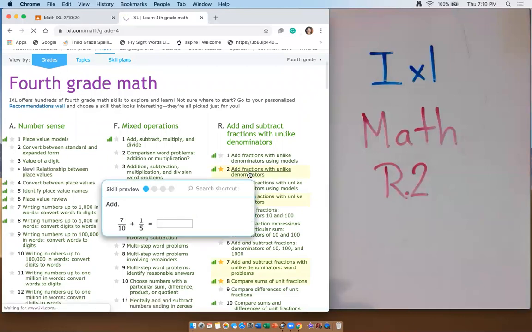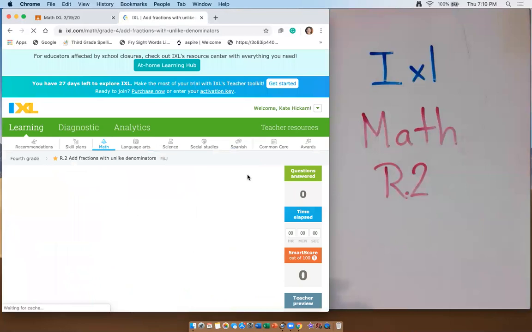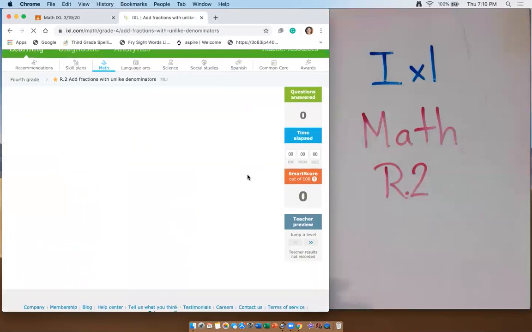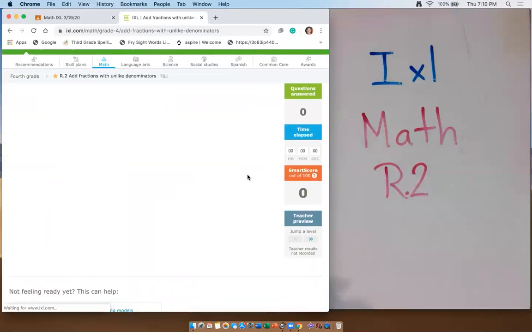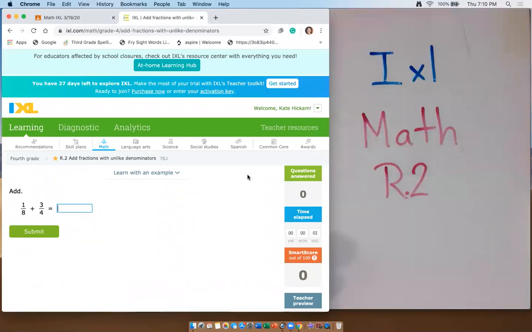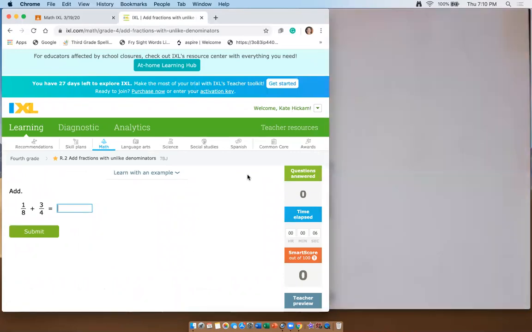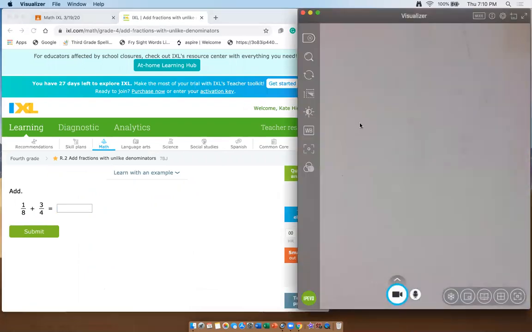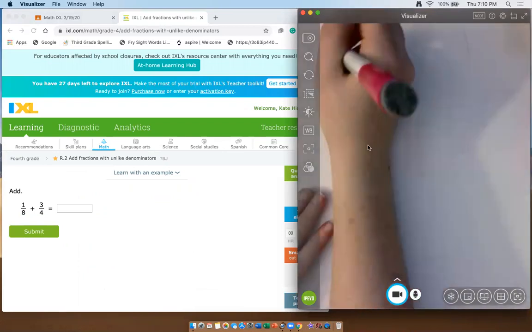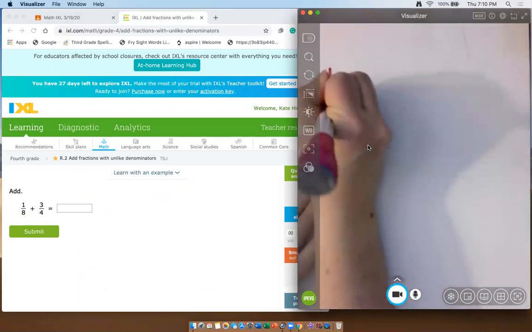So we have adding fractions with unlike denominators. Remember, IXL randomly generates the problems, so you might see different problems than me. That's okay. The process is still the same. So first, I have 1/8 plus 3/4.